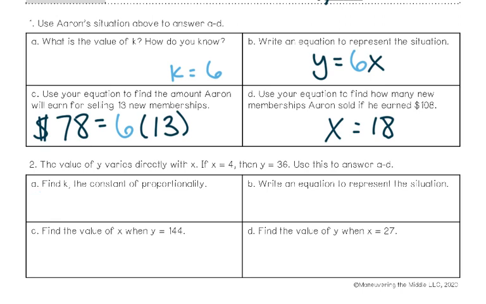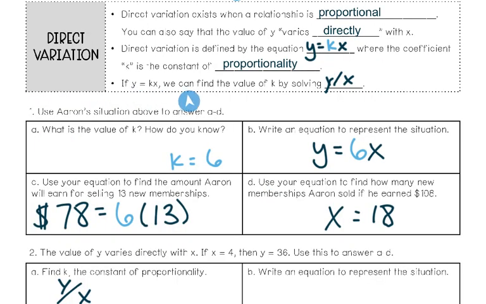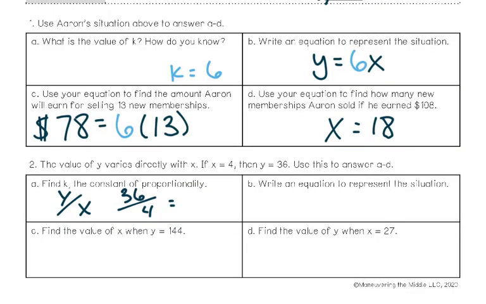Let's start with A. We need to find the constant of proportionality given these 2 points. How do you find that? If we need to find that constant of proportionality, we're going to take the y divided by the x. And 36 divided by 4 is 9. So k equals 9. Part B says write an equation to represent the situation.